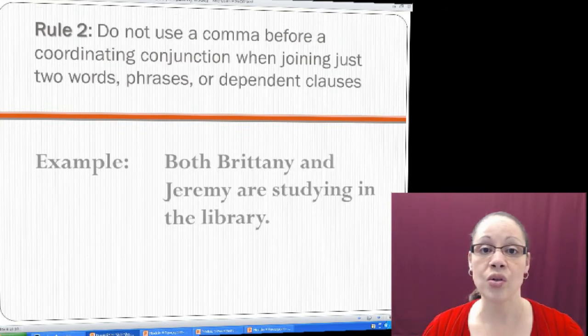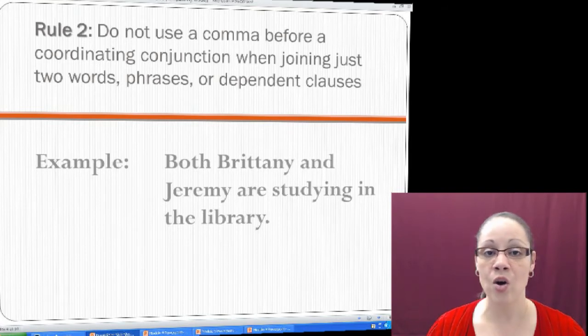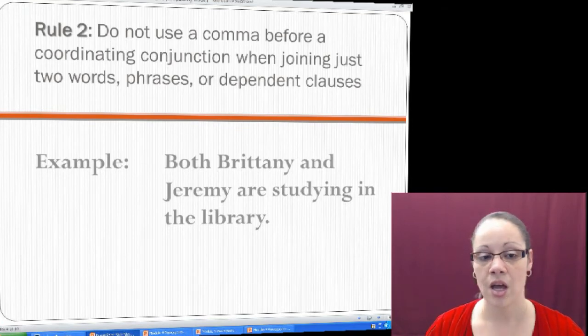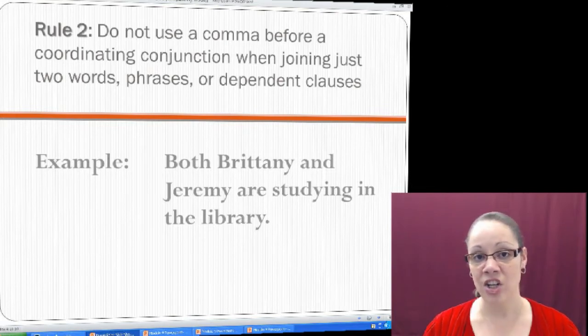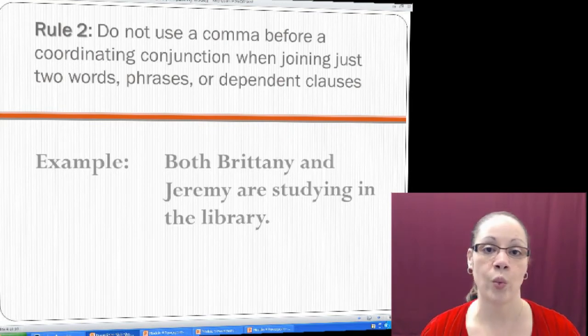Now, rule number 2 when using commas: do not use a comma before a coordinating conjunction when joining just 2 words, phrases, or joining dependent clauses. For example, both Brittany and Jeremy are studying in the library. If you notice, I have my conjunction and, that's joining Brittany and Jeremy. I don't have a comma before the and because I'm not joining 2 independent clauses here. I'm just joining 2 words together. So no comma is needed before the and.